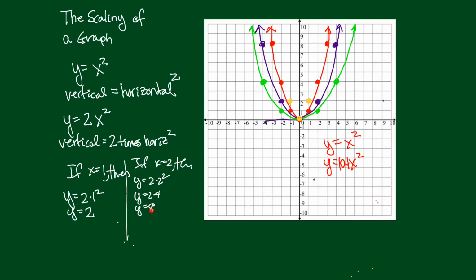Let's plot that point. We'll start here at the origin. We'll go to the right 2 and then all the way up to 8. So I'll plot that point over 2, up 8, and then by the symmetry, if I go to the left 2, I'm still up 8. Okay, I think that's all we can do here.